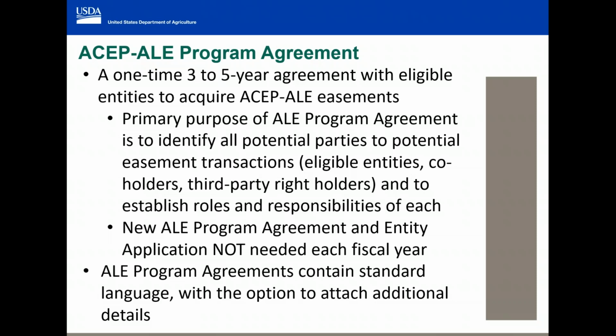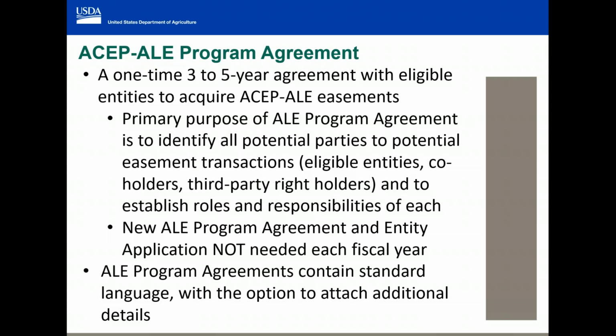So those roles that are contemplated for any potential easement transactions are those of the eligible entity, those of a co-holder, so a legal entity that may be in a co-holding grantee position on the deed, but is not an eligible entity or is not considered a participant in the program, et cetera, but is identified on the deed itself, and similarly third-party right holders. So those are the potential roles contemplated in the program agreement.